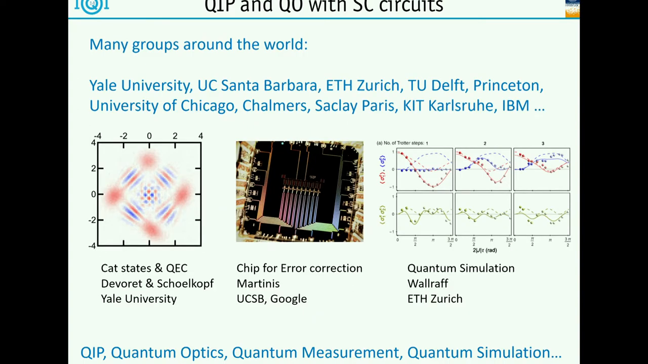In the last couple of years, this whole field of circuit QED has taken off, and there's an ever-growing number of groups. The list I put up there is by no means complete. These are just a couple of names, so those dots you should really take literally. There are now superconducting qubits or circuits working on quantum optics, quantum simulation, quantum information. You can look at quantum measurement nowadays. So there's a whole host of applications where these devices actually work really great.